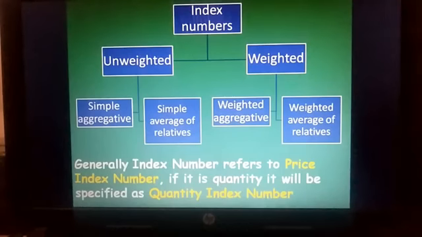Even if it is just told as index number, then it is price index number. By chance, if it is to be told as quantity index number or value index number, it has to be specified as quantity index number itself or value index number itself. Generally when you are telling index number, it refers to price index number. Hope you are following me, students. So one by one these classified aspects we shall consider.